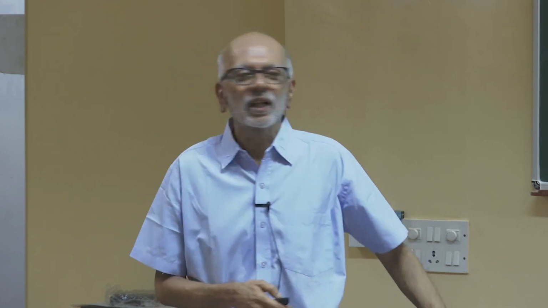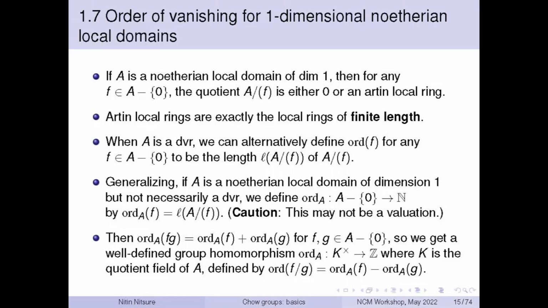My notes are available to anybody. Okay. So if I have a Noetherian local domain of dimension 1, but not necessarily a DVR, we define length like this. What happens if A has dimension more than 1? Then this quotient does not have finite length. If it is dimension 1, then this quotient has dimension 0, which means it has finite length. Dimension 0 is equivalent to finite length for Noetherian rings. Therefore, I generalized the definition from DVRs to any one-dimensional Noetherian local domain.